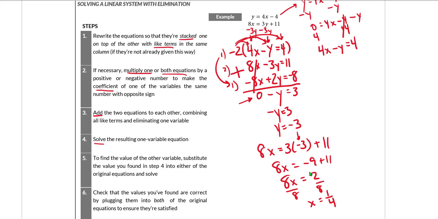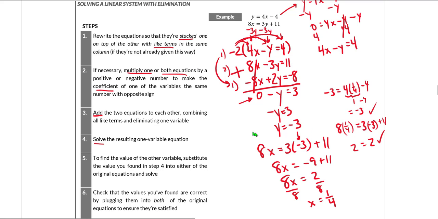We do need to check to make sure all of that works. So in the first equation, we have negative 3 for the y equals 4 times 1/4 minus 4. Is that true? This is 1 minus 4 equals negative 3. Yes, negative 3 equals negative 3. All checks out. Second equation, 8 times 1/4, again plugging the 1/4 in for the x, equals 3 times negative 3 plus 11. 8 times 1/4 is 2. 3 times negative 3 is negative 9 plus 11 is 2. Again, it checks out, and we are good.